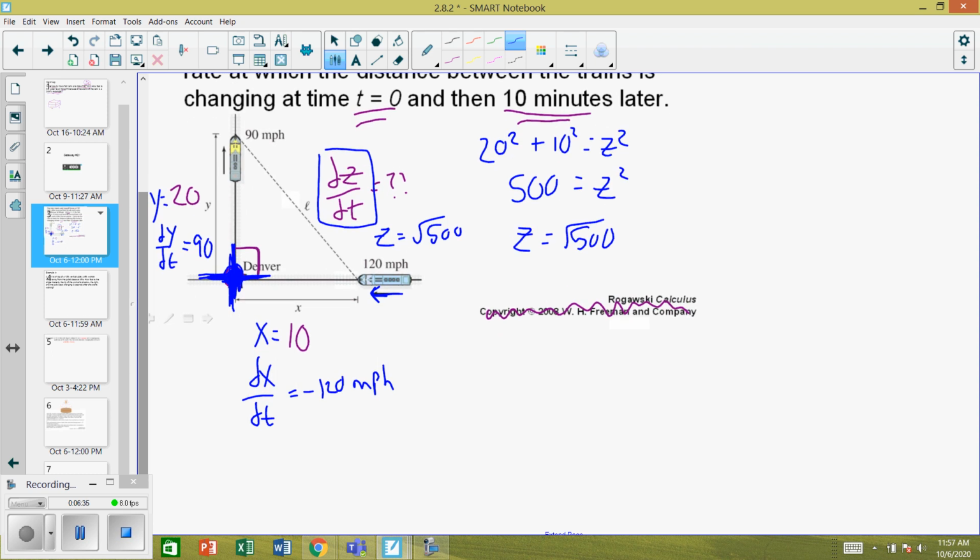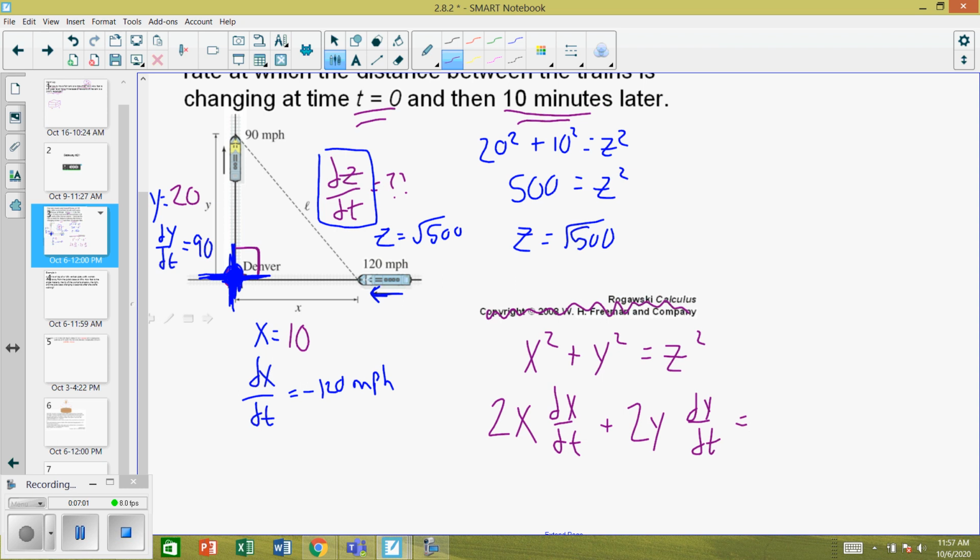Now this is a lot like the problem from yesterday. So Pythagorean theorem. We got x squared plus y squared equals z squared. All three variables are changing with respect to time t, so we can't plug in any constants. So we got the picture drawn. Now we're just going to take the derivative. Derivative is going to be 2x dx over dt, plus 2y dy over dt equals 2z dz over dt.